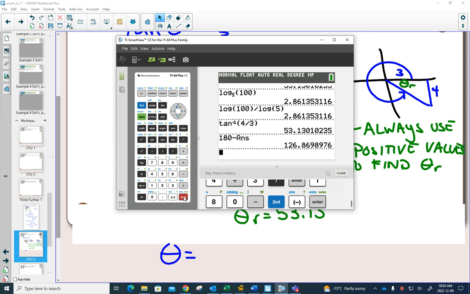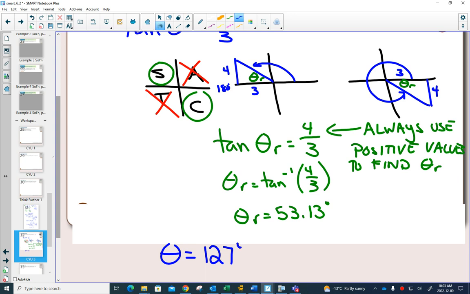I'm going to read my question. Do they want us to round to the nearest degree? Can you see, to the nearest degree, that would be 127 degrees. So I'm going to label that on that picture as well.